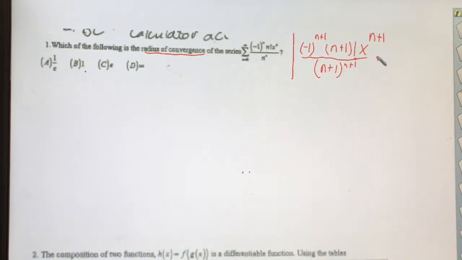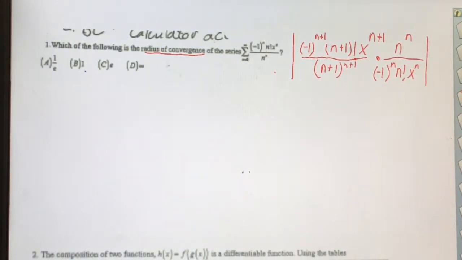Now I'm going to multiply that by the reciprocal of this original. So I'm going to flip that and just place it over here. So the bottom is going to become the top, that's n to the n. And the top's going to become the bottom, that's negative 1 to the n times n factorial times x to the n. And I close the absolute value bar. Now what I need to do is simplify as much as I can.